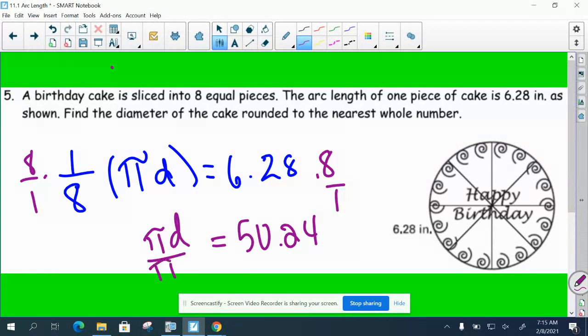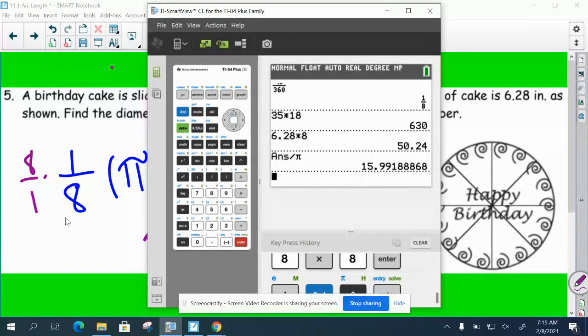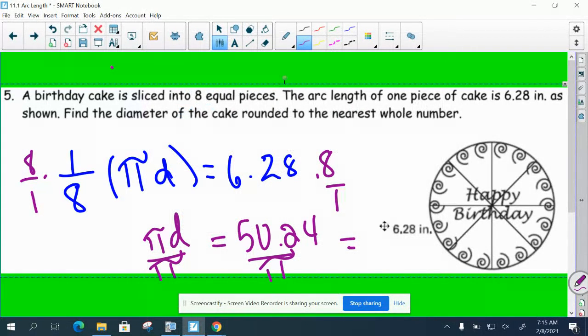Okay, now we're going to divide both sides by pi. And this says to round to the nearest whole number. So I'm going to take that answer and divide it by pi. The pi button is right here above the caret symbol, so I'm going to press blue caret symbol to get pi. 15.991, which they said we can round to 16. So 16 inches would be the length of the diameter.